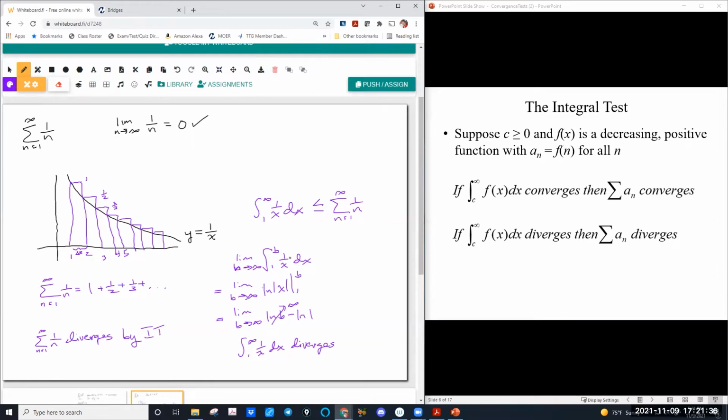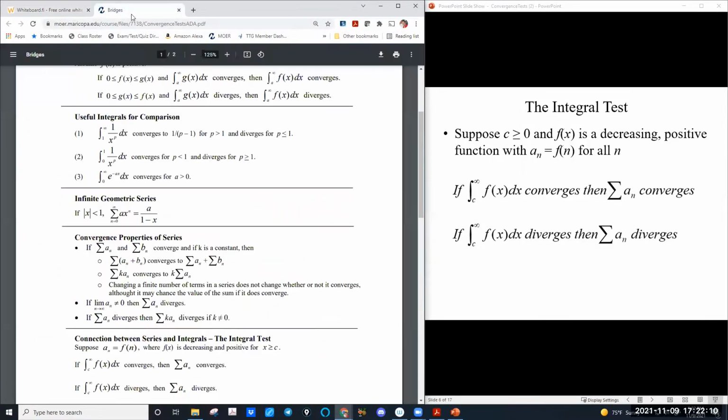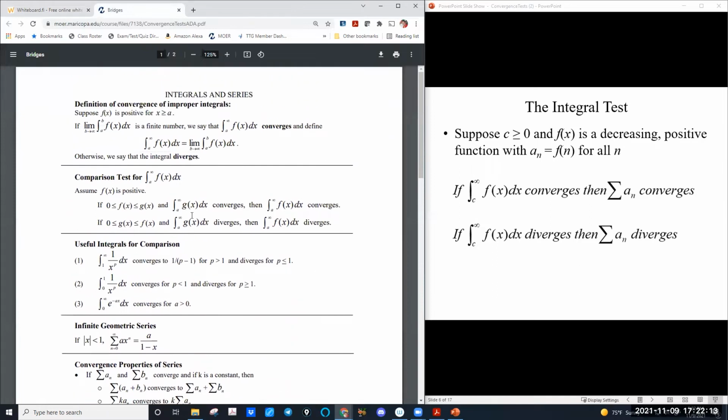So what did we do here? We turned it into an improper integral right here. We solved our improper integral, which we found was divergent. So this satisfies our hypothesis. So then we can say the series diverges, and we give credit to the integral test. Questions about this one? All right. Now, the integral test is on our sheet.